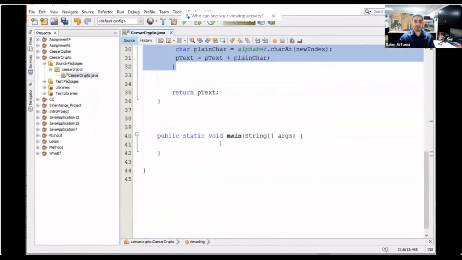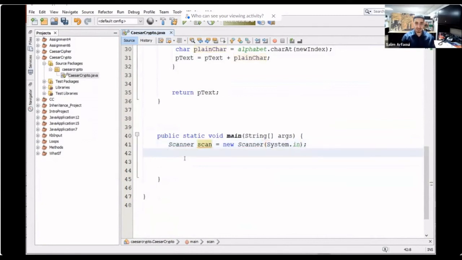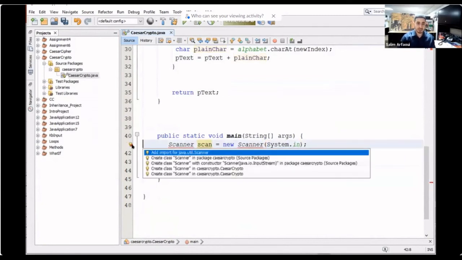Okay, so where do I use them? I use them in the main method. Maybe the first thing that I want to do is, because I want to prompt the users to input values, I'm going to use a Java scanner. Scanner equals new Scanner, and it is of type System.in. Okay, so I'm using a scanner so I can get user input through the console window.